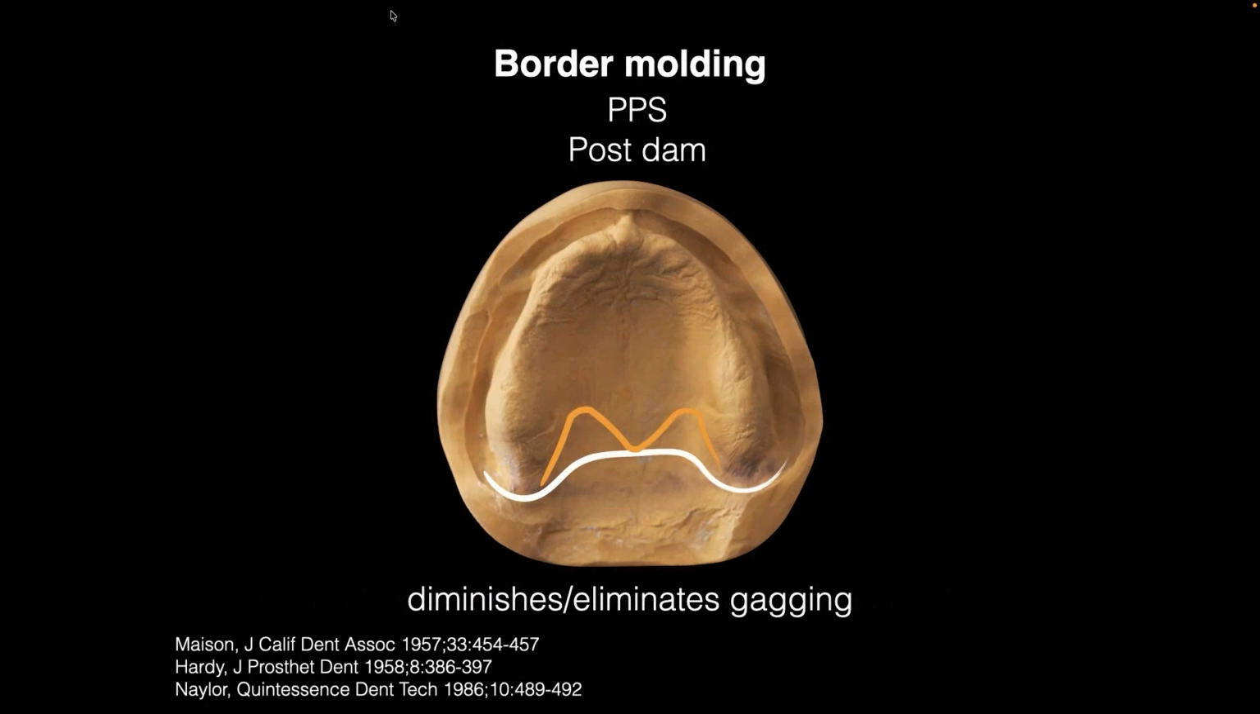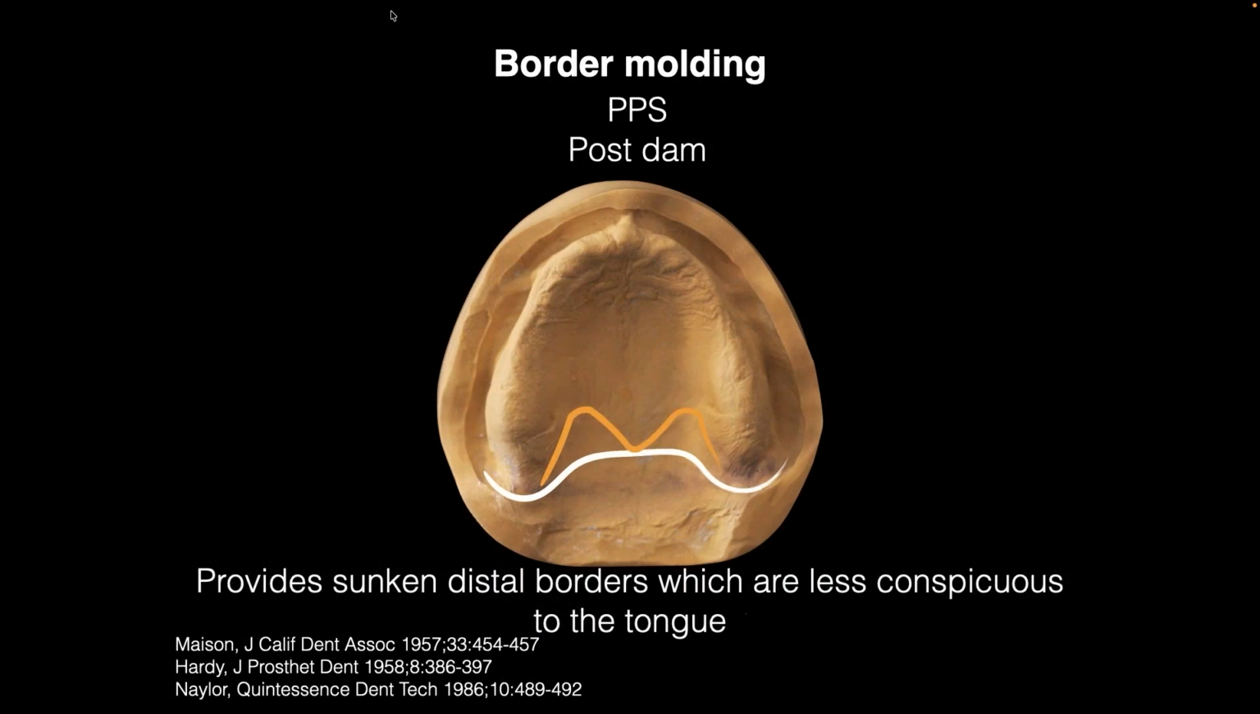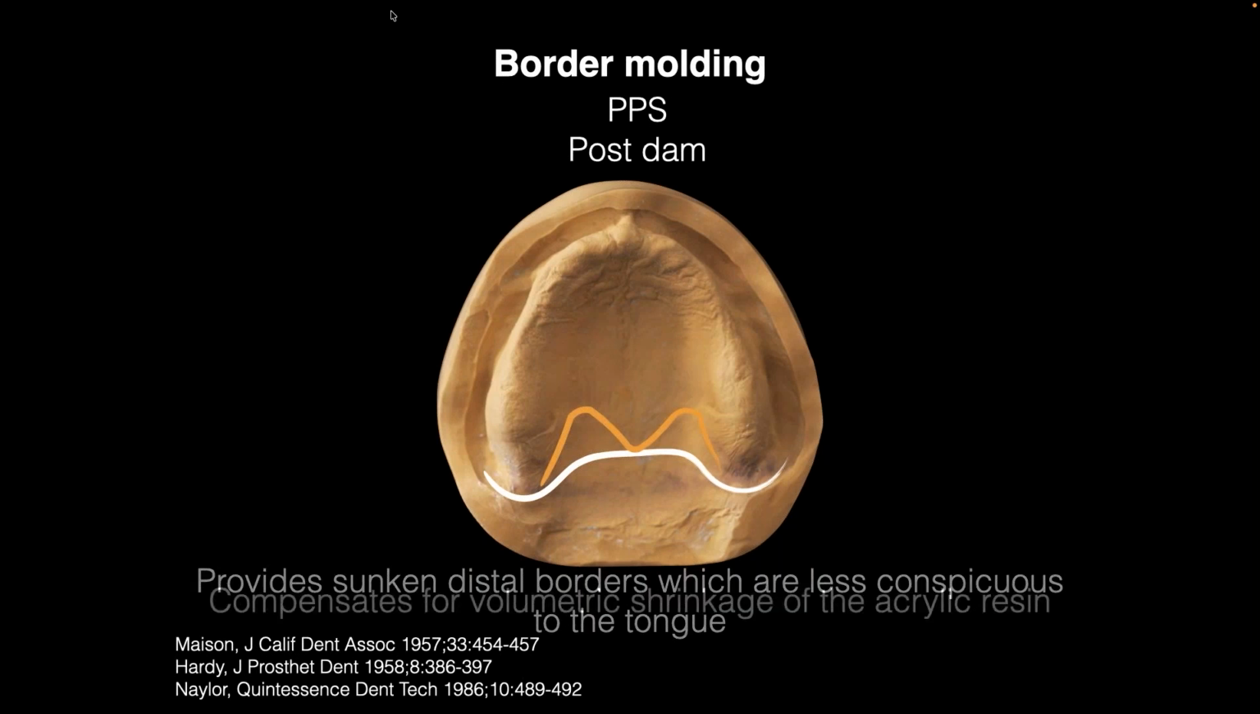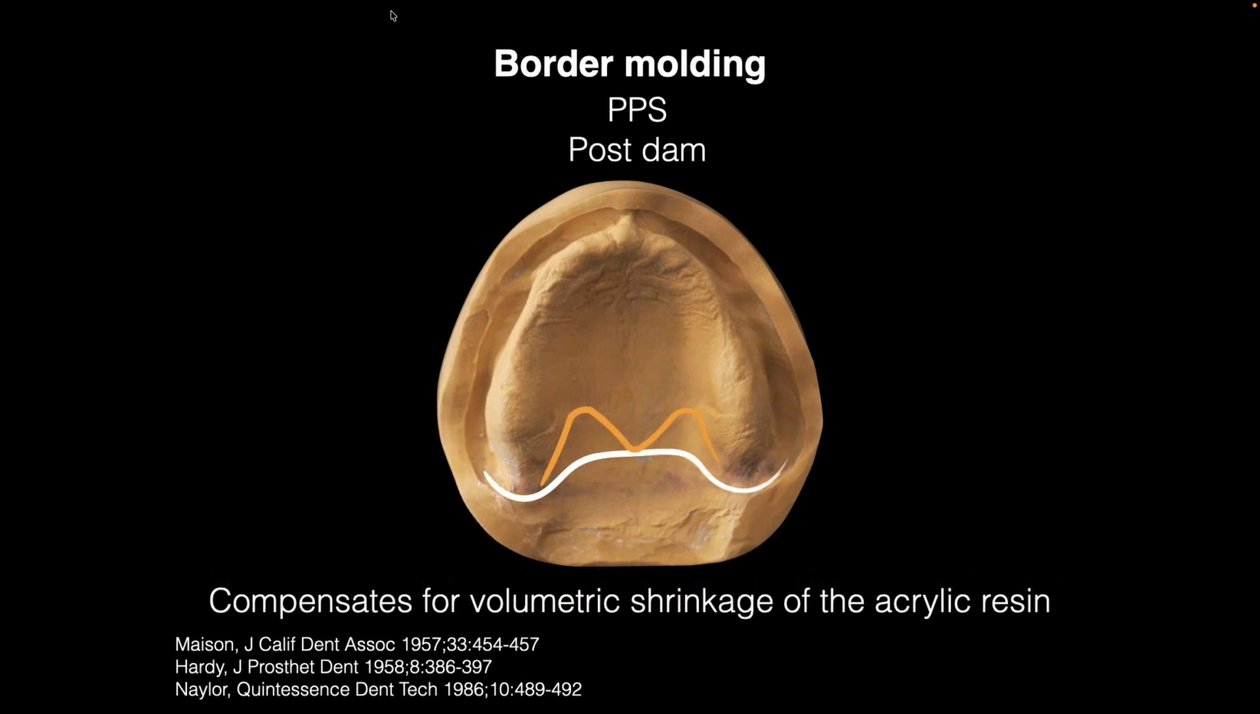It also diminishes or even eliminates gagging a lot of times, because it can actually provide a sunken distal border. So it provides a smoother, more seamless transition from denture to the mucosa. It's less noticeable by the tongue, and it can actually reduce gag reflex for people who have a strong gag reflex. And it can also compensate for the volumetric shrinkage of acrylic resin.